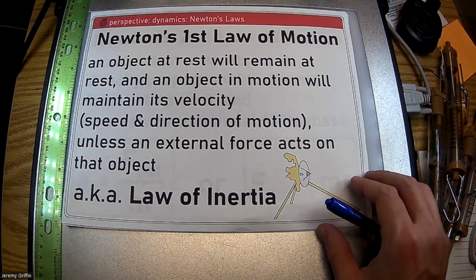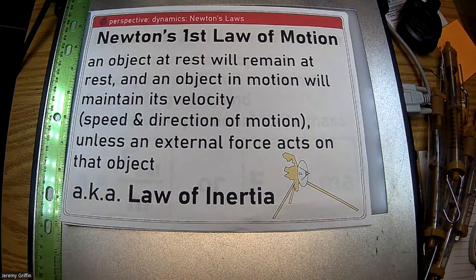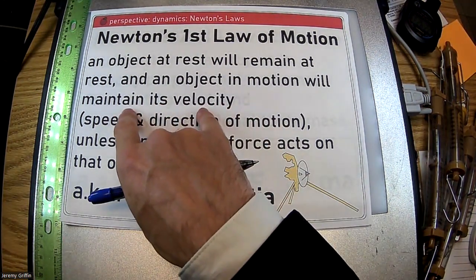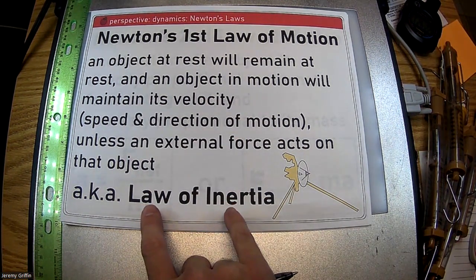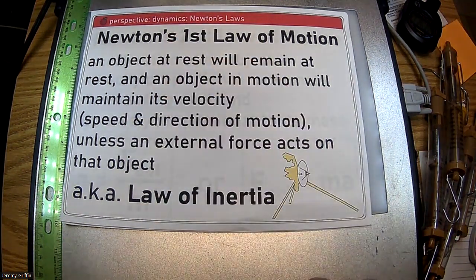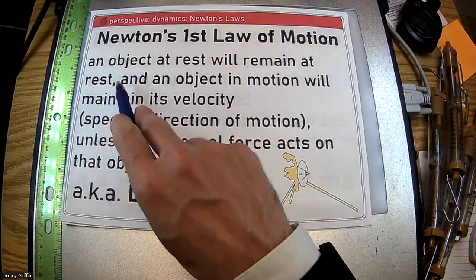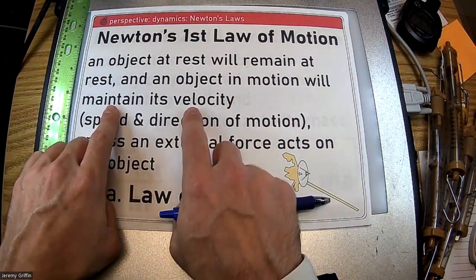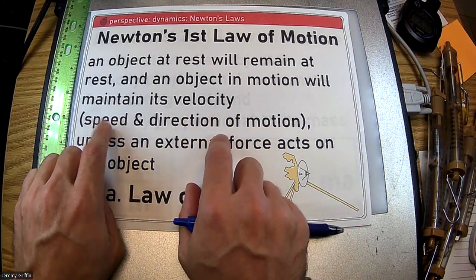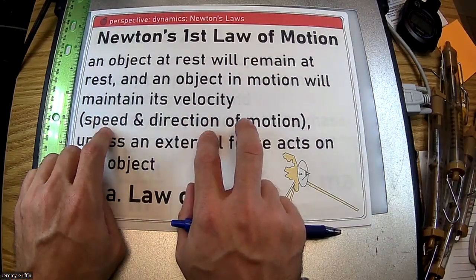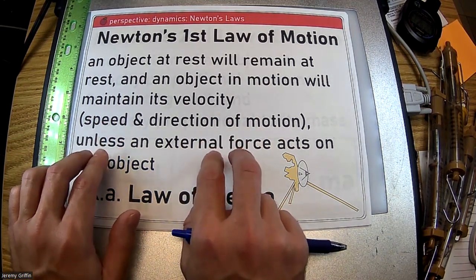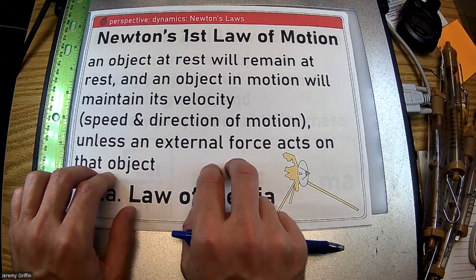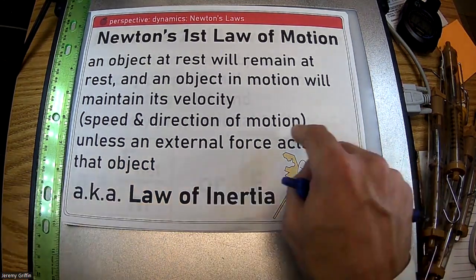Newton's first law of motion says an object at rest, an object in motion will, yep, just wants to keep doing what it's doing. There you go, right? That's also called the law of inertia. If you hear law of inertia, that's synonymous with Newton's first law of motion. So an object at rest will remain at rest. An object that is in motion will maintain its velocity. Now you guys know velocity has two aspects to it, speed, but also direction of motion, right? And that'll continue to be true until an external force acts on that object. Okay. So my classic example is this guy right here.